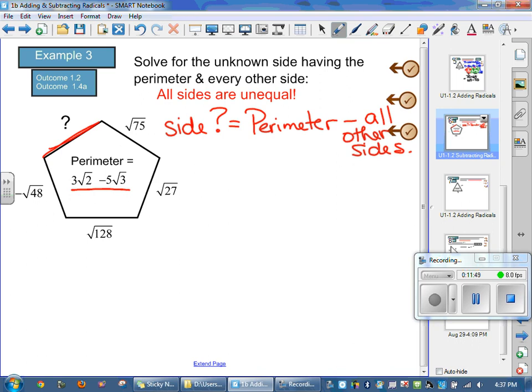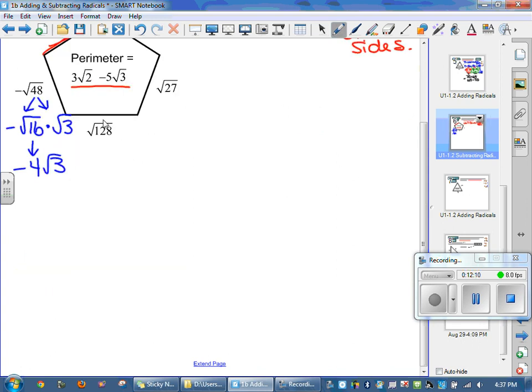Okay, you've had a couple minutes to look at it and work on this. So root 48 breaks down into negative root 16 times root 3, which is going to give me negative 4 root 3. Root 128 is going to break down into root 64 times root 2, which gives me 8 root 2. Then I must take root 27. Root 27 gives me root 9 times root 3. The root of 9 is 3, and I'm going to stick my root 3 beside him. That is my simplified answer.